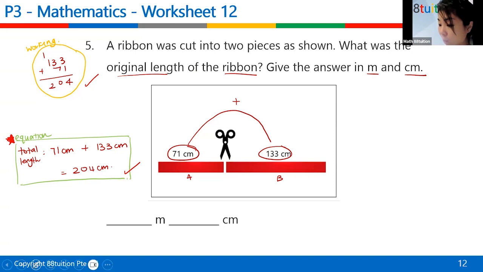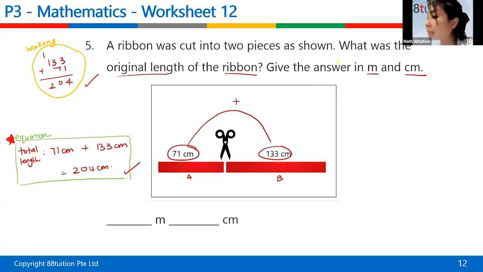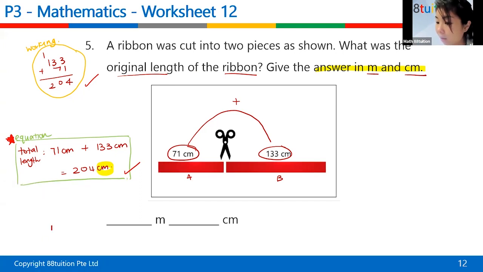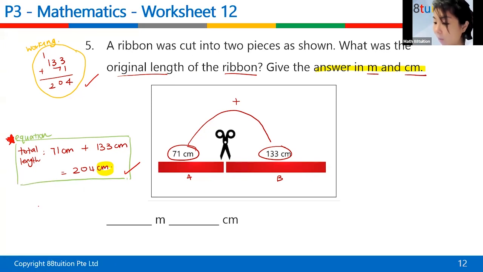Okay, so the total length is 204 cm. Can I stop there? If you look at the question, it says this. So this is only in cm. I must further convert it. So you will realize that 204 cm can be converted into 2 meters and 4 cm. So my answer is as such. Okay?